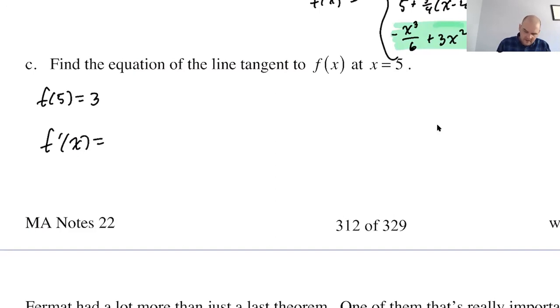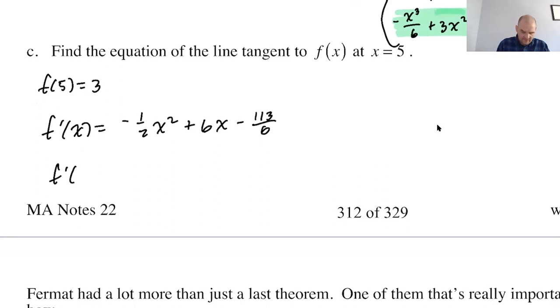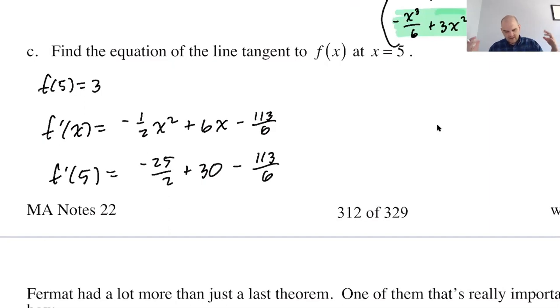That's good to know. All right, so negative 1/6 x cubed will be negative 3/6, so negative 1/2 x squared. The derivative of 3x squared is 6x, and then minus 113 over 6. So that's going to be really annoying to deal with. So f prime of 5 is negative 25 halves plus 30, which is 60 halves, minus 113 over 6. I don't want to do this.